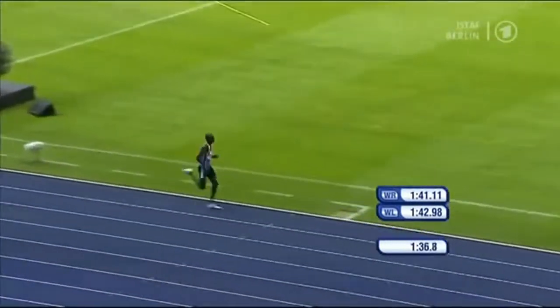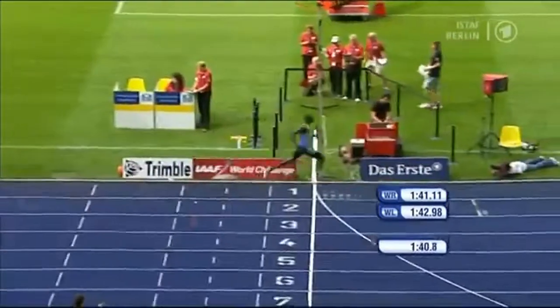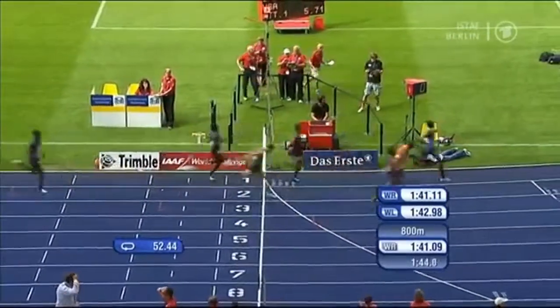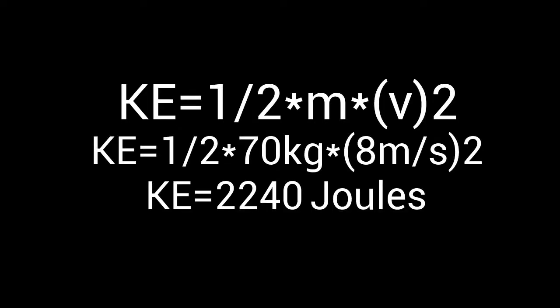In order to find the kinetic energy of something, you have to do 1/2 mass times velocity squared. Since Rudisha runs 800 meters in 100 seconds, his velocity is 8 meters per second and his mass is 70 kilograms, so his kinetic energy is 2,240 joules.